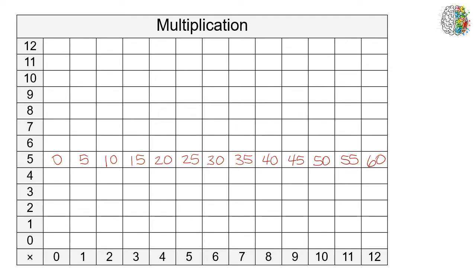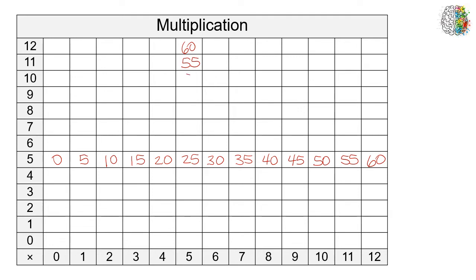Now we can do the same thing, but going in the reverse order. So we've got 12 times 5 is 60. 11 times 5 is 55. And you can start in either direction. So I'm starting from the top going down, but you can also go from the bottom going up. It doesn't really make any difference.